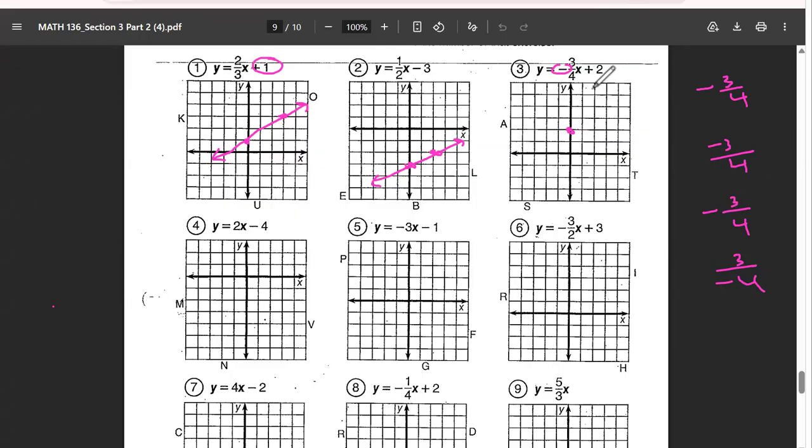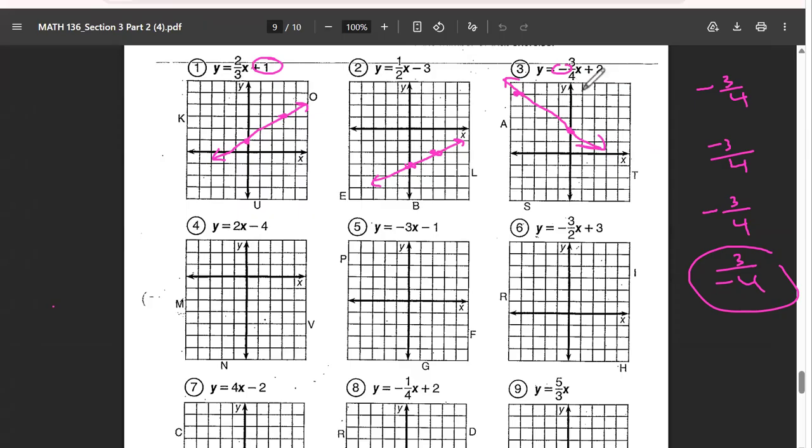So let's say I have this here. Okay. So I'm going to go, so what did I do? I was at 2, starting 2. Then I have a plus 3. So I'm going to go up 3. 1, 2, 3. And then normally I go to the right, but since it's negative, I'm going to go to the left. 1, 2, 3, 4. Okay. So then I just connect my dots there.